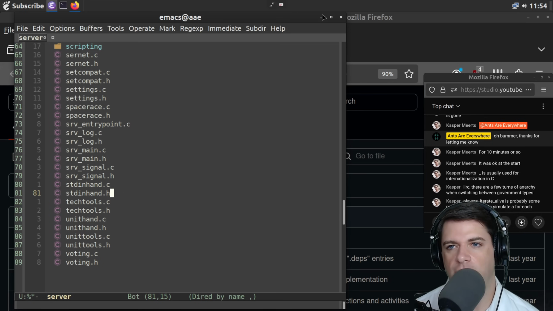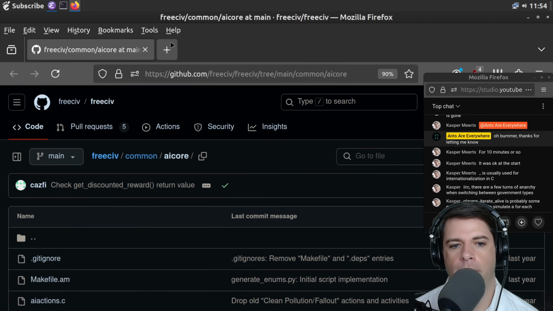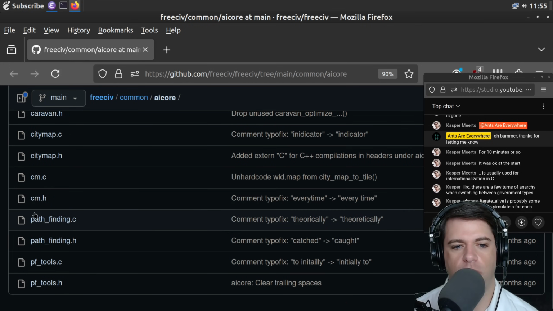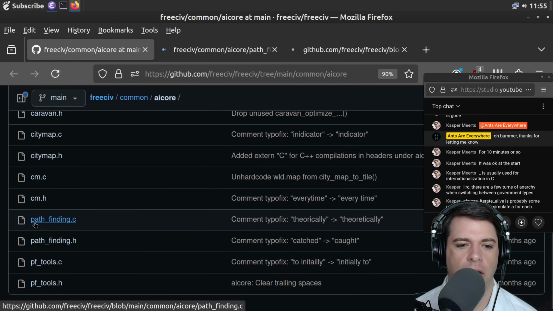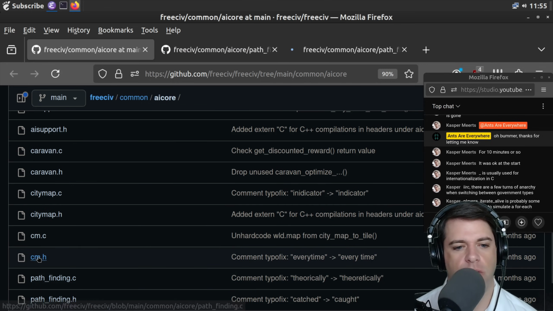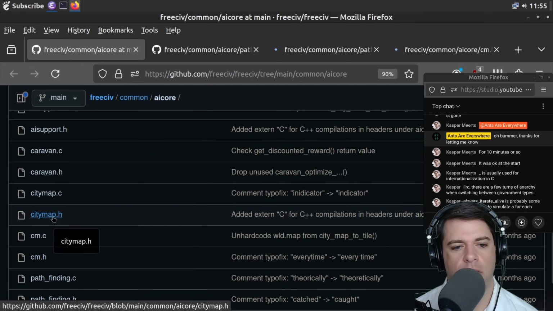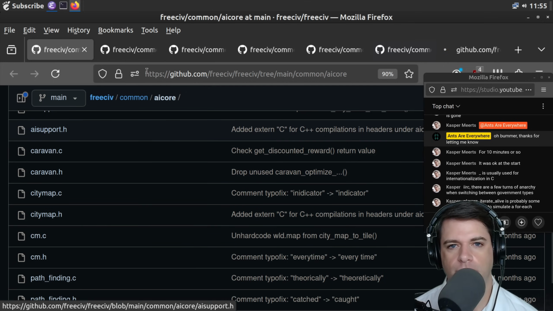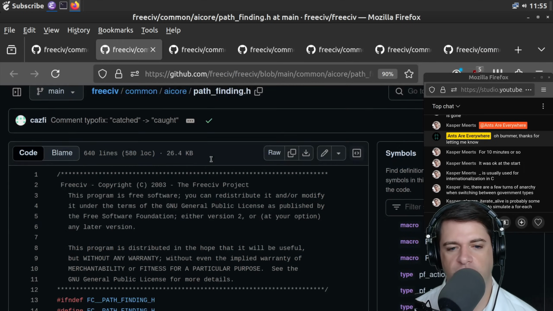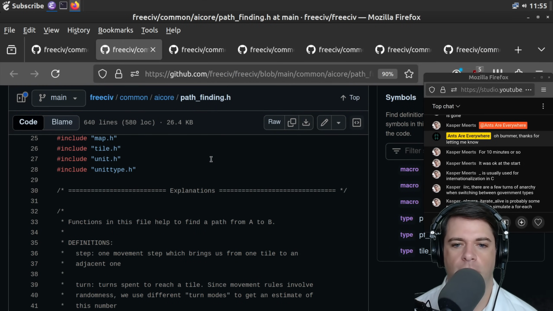I don't need Emacs right now. So let's look at AI core. We have pathfinding. I'm guessing that's A star. That's usually the thing. PF tools. I don't know what that would be. CM, city map, caravan, AI support. So pathfinding.h, we have explanations.